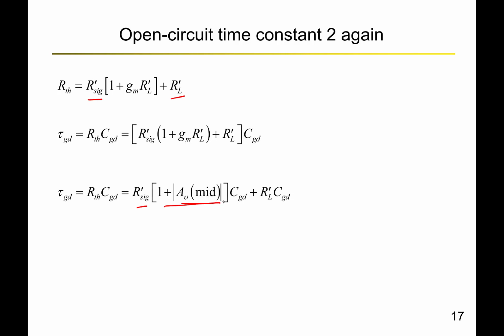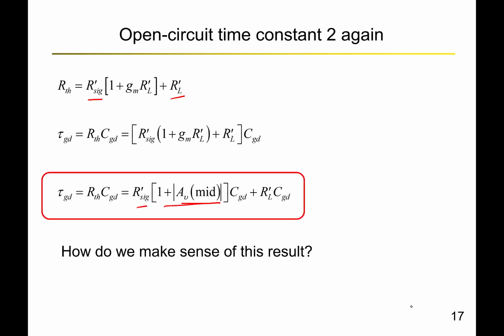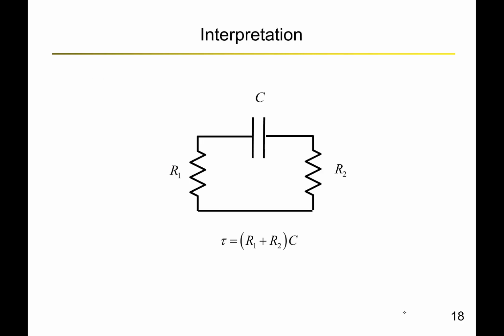So how to make sense of this result? Let's try to look at this closely and see what it means. We see that CGD sees two components, one from the RL dash, that is the output, and one from R signal, that is at the input. And that makes sense because it's between the input and the output. But how do we make sense of the terms that get multiplied with it? So let's try to analyze again a single capacitor. And when we analyze this, we know that the time constant would be R1 plus R2 times C.